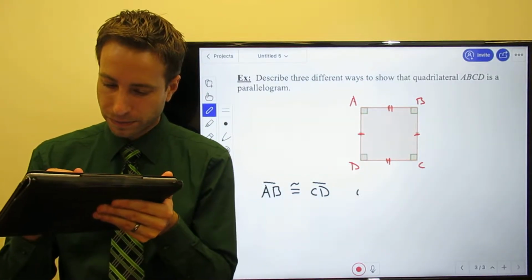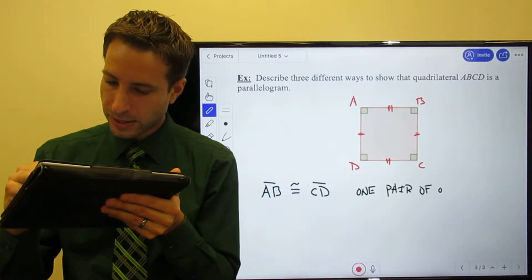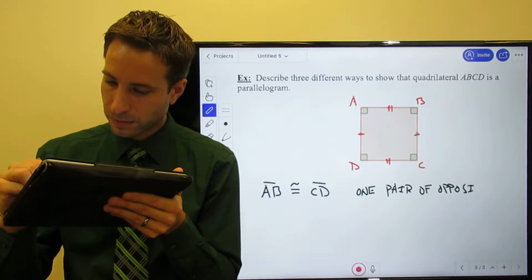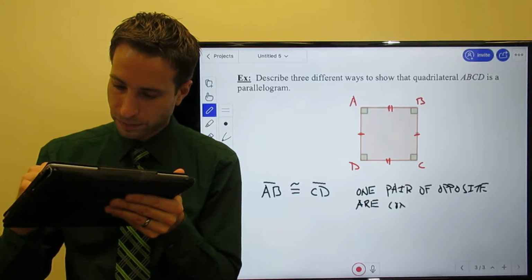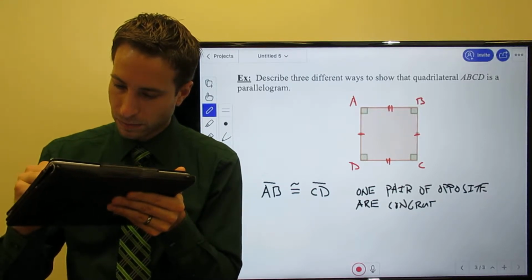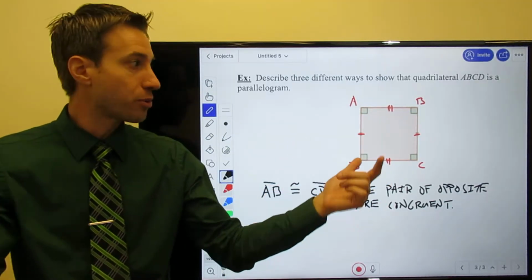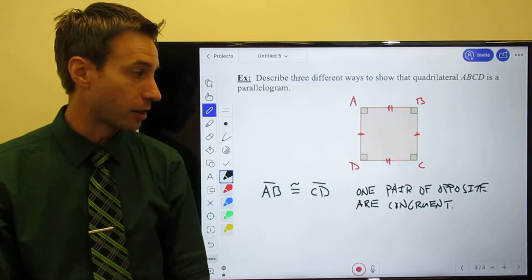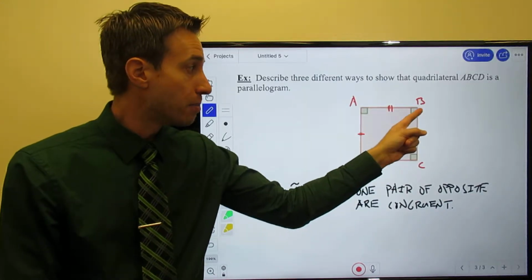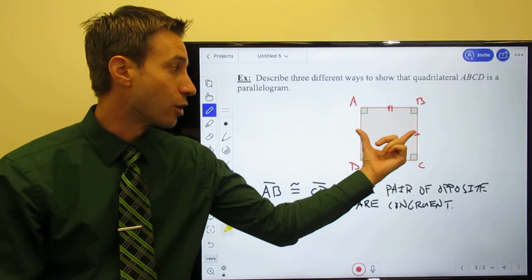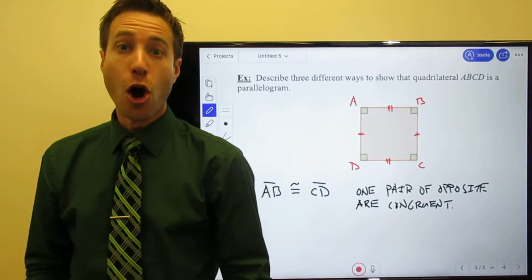So I have one pair of opposite sides that are congruent. Good enough. I have one pair of opposite sides that are congruent, so I know that this figure must be a parallelogram. That's good enough. You could have also done AD is congruent to BC. You could have done that one as well. I know that those opposite sides are congruent. Once again, one pair of opposite sides must be congruent. Okay, so that's one way.